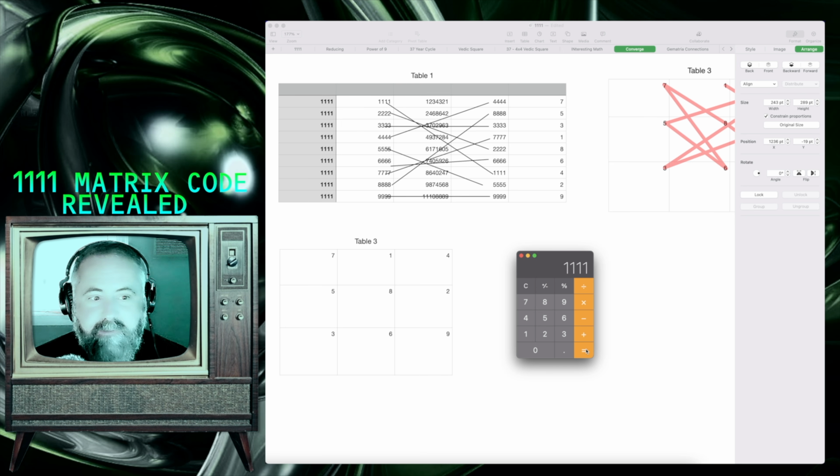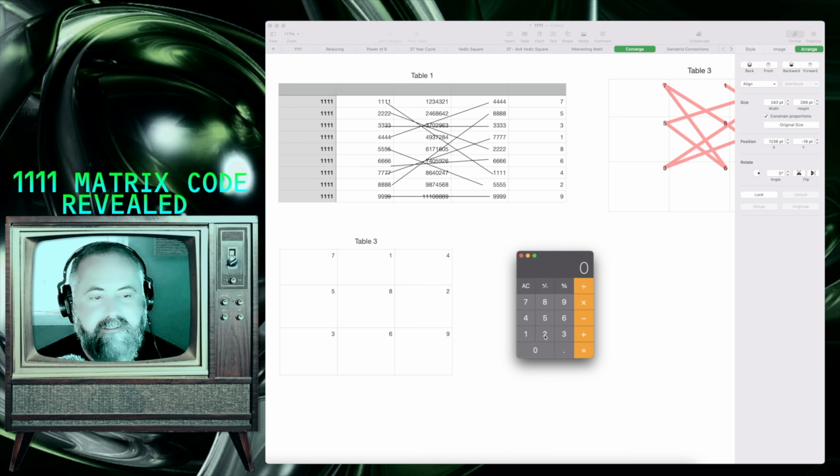Now, I want to show you something, folks. 1111. When you add that together, what do you get? You get the number 4. That was the number that was presented to us at the very beginning. It's giving you the answer. So again, 37 times 1111, 4 is what 1111 added together. You get 4. So there's your answer. But that's what you're going to add to the end. So 1107 plus 4 takes you back to 1111.